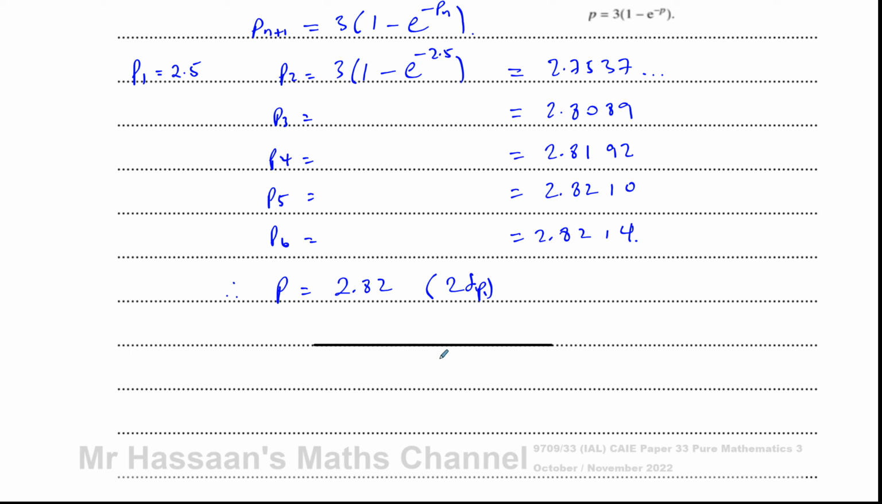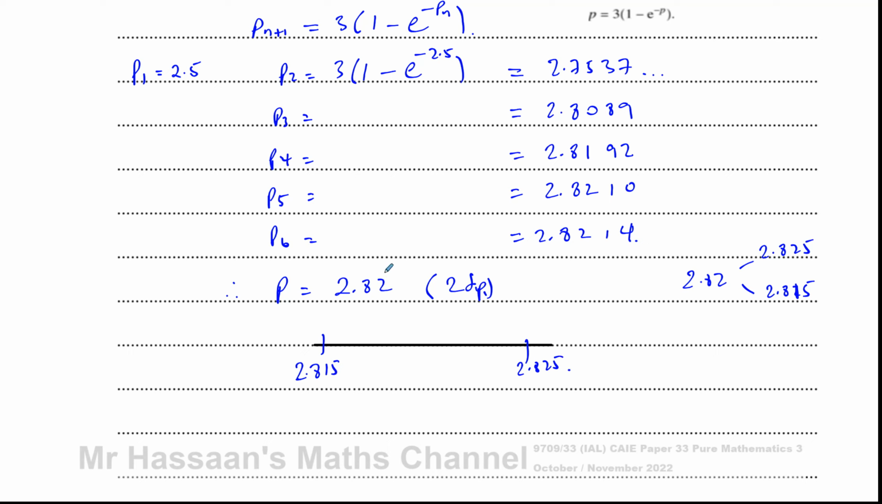So what you do is you take the upper and lower bound of 2.82. So 2.82, its upper bound will be 2.825. And its lower bound will be 2.815. So you have 2.815 and you have 2.825. How did I find those?